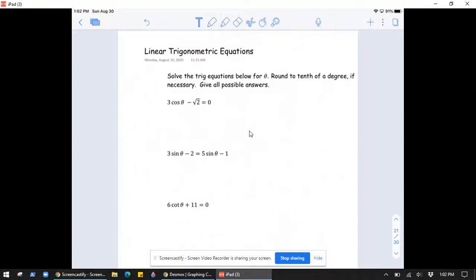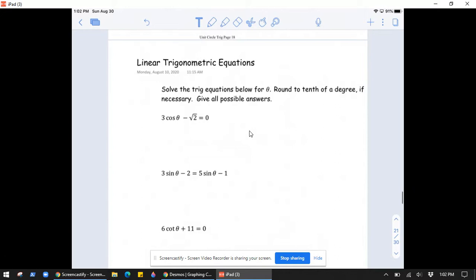All right, in this video, we're going to solve some basic trigonometric equations, and they're linear because cosine, sine, and cotangent in these equations are not being exponentiated to any power other than 1. So the first thing you might do in a problem like this is just to note that we have to do the basic linear algebra, the basic algebra first.